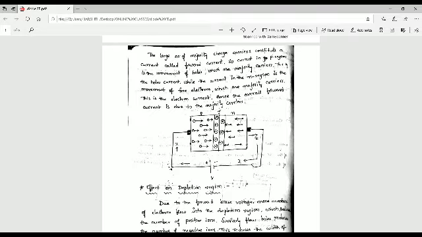The large number of majority carriers constitutes the current. Current means movement of electrons. This current is called the forward current.